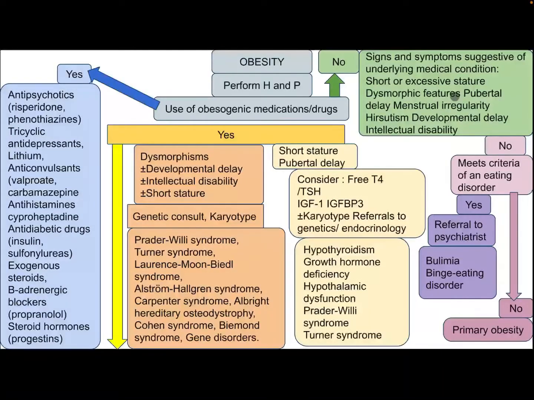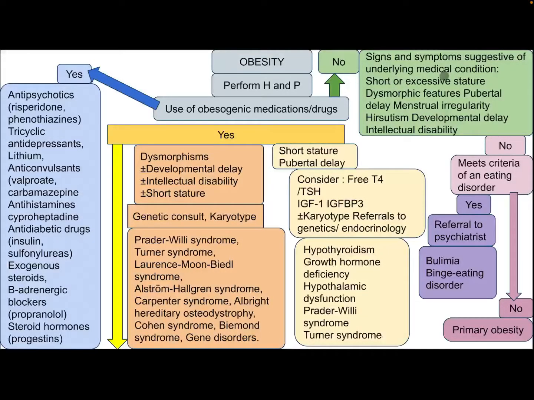If there is no medication, are there signs and symptoms suggestive of an underlying medical condition like short or excessive stature, dysmorphic features, pubertal delay, menstrual irregularity, hirsutism, developmental delay, intellectual disability? If it is no, there are none of these criteria. Does the patient meet criteria for an eating disorder? If yes, refer for psychiatric care; this could be bulimia or binge eating disorder. If there are no criteria for an eating disorder, this is primary obesity.